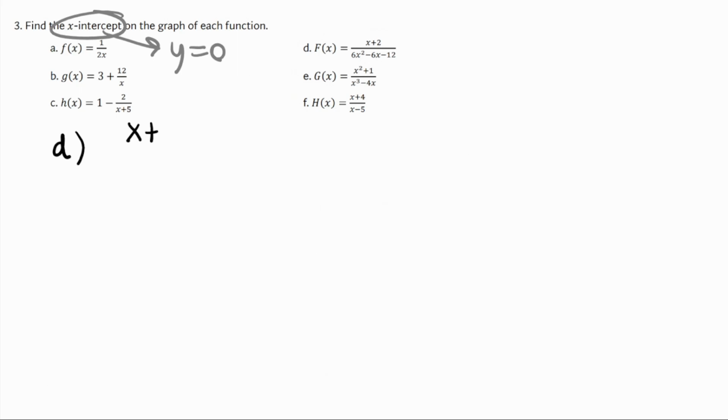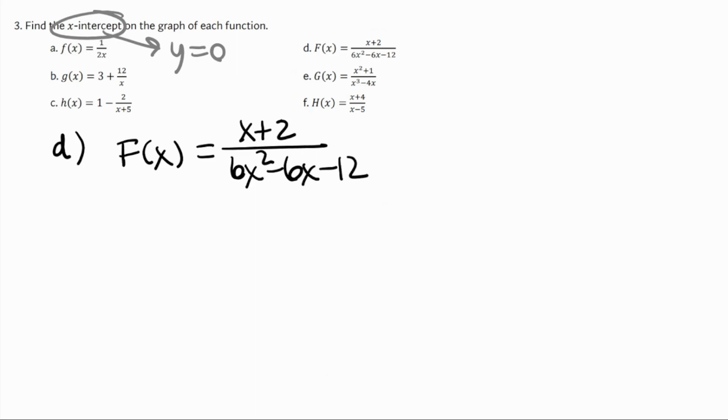The next one is f of x equals x plus 2 divided by 6x squared minus 6x minus 12. Now, this is one that could have worked out like that if x plus 2 were actually a factor of the denominator. The denominator is factorable, but that's just not going to be useful to us in this situation.